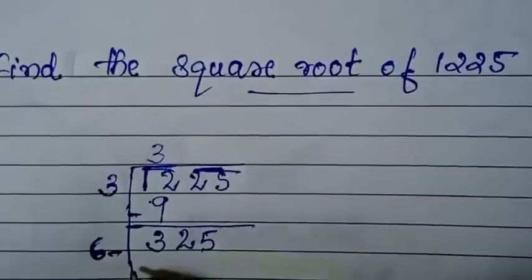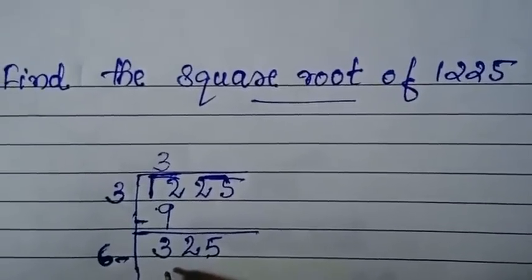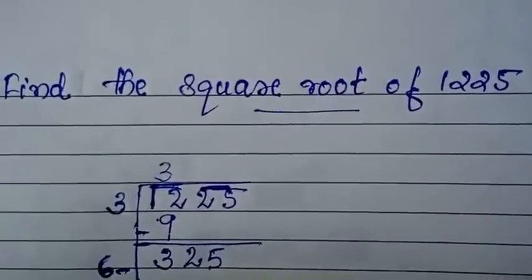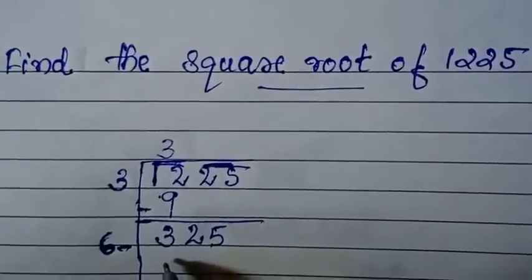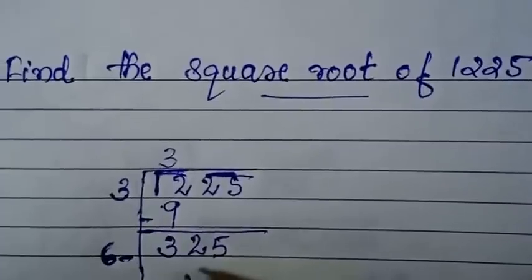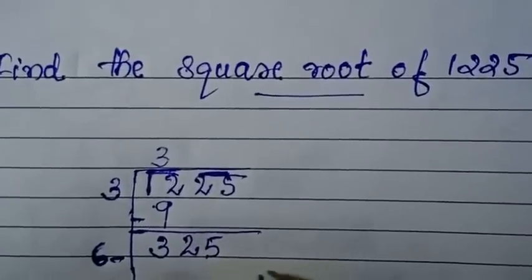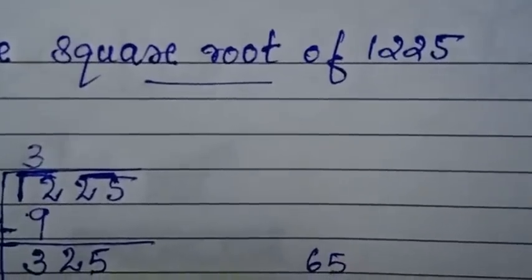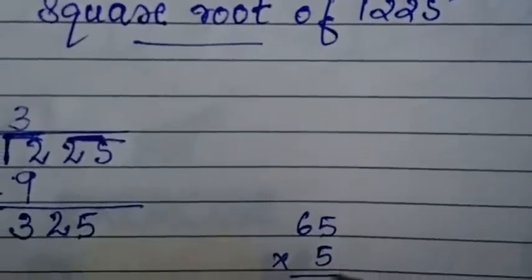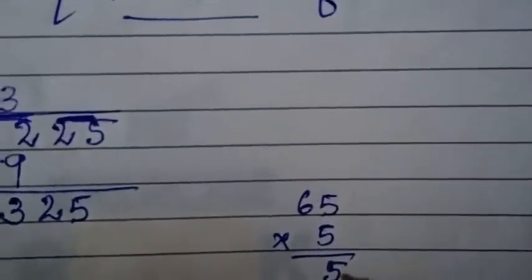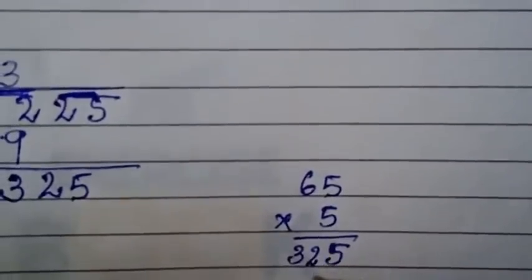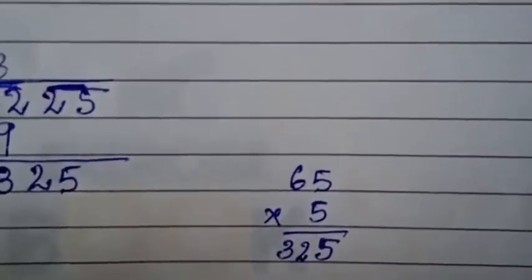Understood? So our dividend is 325, which ends with 5. So without any doubt we can say the number is 5. Shall we do it in the working column? The guessing number is 5 multiplied into 5. 5 5s are 25, 2 carry over. 6 5s are 30, 30 plus 2 is 32.